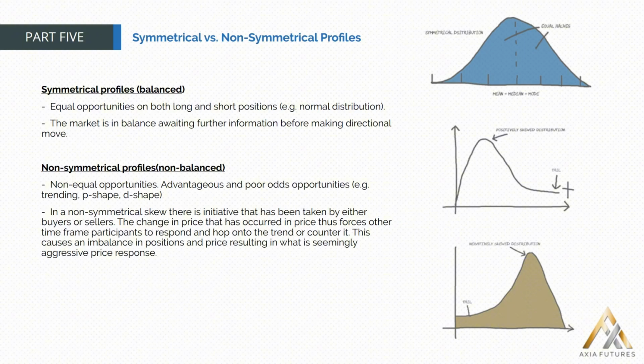So, symmetrical profiles, again also known as balanced profiles. So they represent equal opportunities on both long and short positions, for example, a normal distribution. Now, what I mean by that is when a market is normally distributing, the opportunities in terms of strategies are more or less equal whether you're buying it or whether you're selling it. And you'll understand what I mean by this as we go through various examples. Then, the market is in balance, awaiting further information before making a directional move.